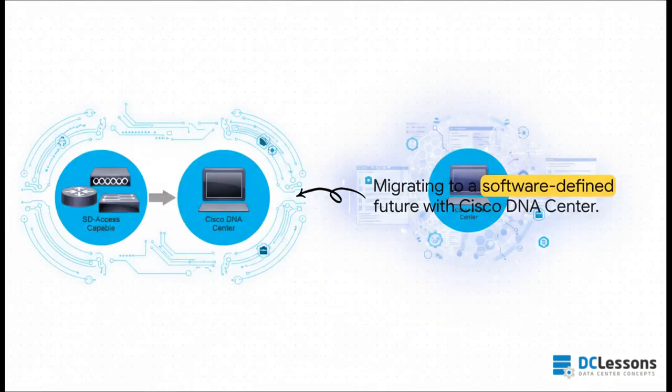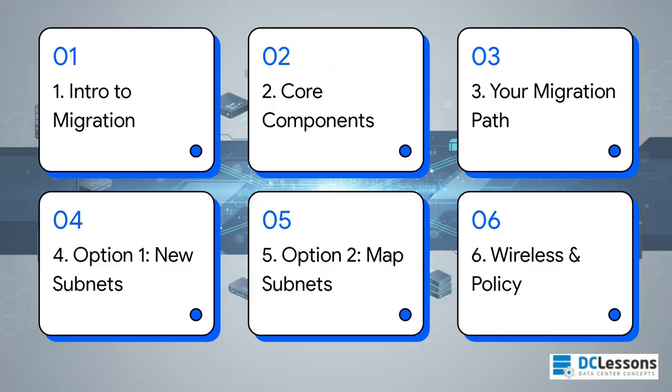Now, throughout this whole guide, we're going to be treating Cisco DNA Center as our single pane of glass. Think of it as the engine that's going to drive this entire transformation. It's our centralized platform where we'll design, provision, and apply policy to build out a network that's truly automated, secure, and, well, intelligent.